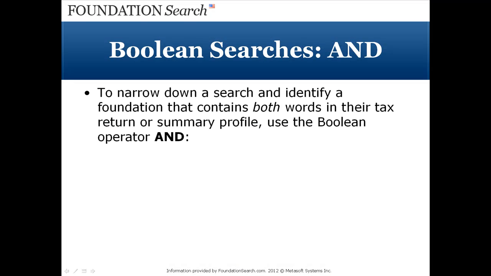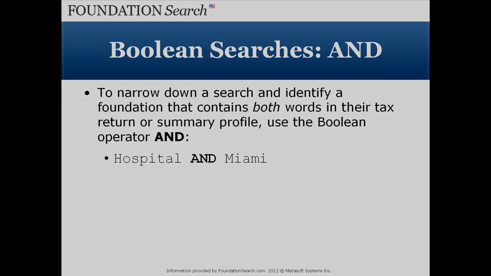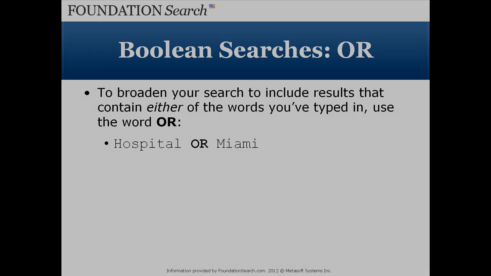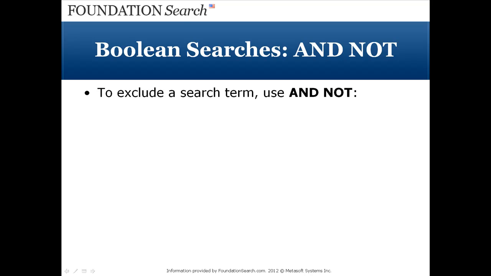To narrow down a search and identify a foundation that contains both words in their tax return or summary profile, use a Boolean operator AND. Hospital and Miami. To broaden your search to include results that contain either of the words you've typed in, use the word OR. Hospital or Miami. To exclude a search term, use AND NOT. Hospital and not animal.